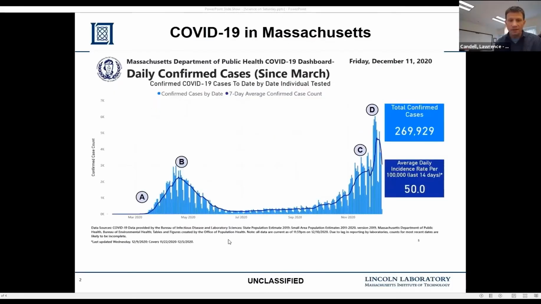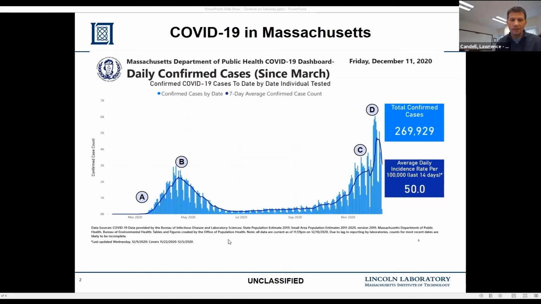So what you're seeing here is the number of cases that were reported every single day for the entire epidemic in Massachusetts. And you can see that it started off very small. This was before the epidemic started. And then it went up high, and then it started falling off, and then it started zooming back up again.